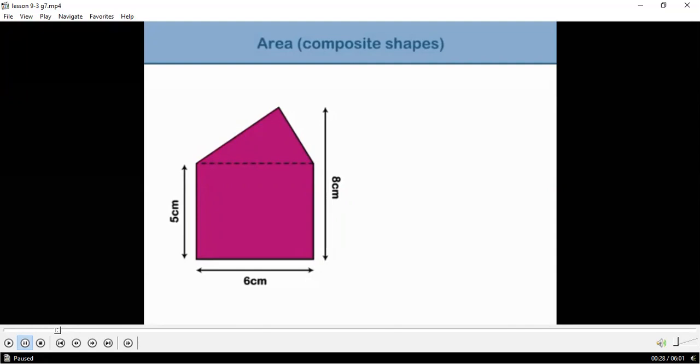Is this a square, grade 7? No, it's a rectangle. Who told you that this is a rectangle? From where do you know this?